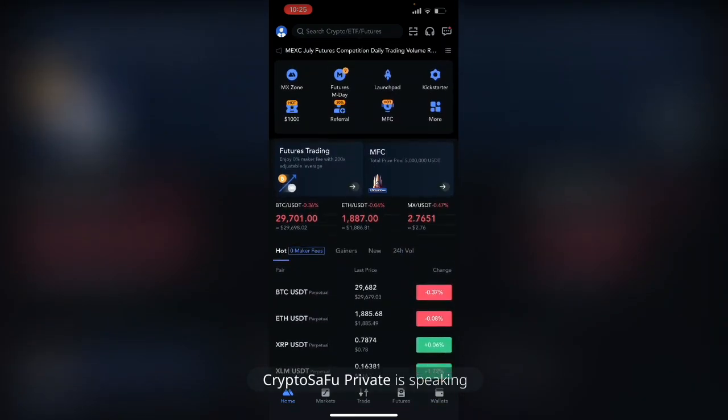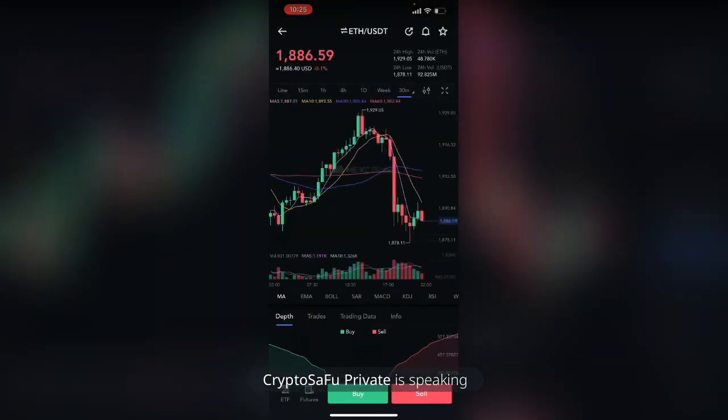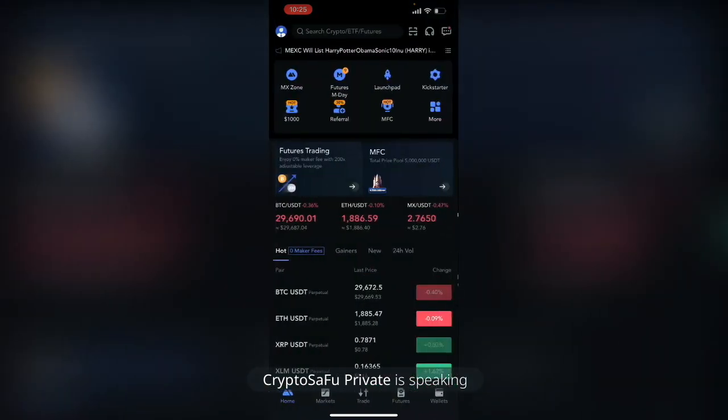So right now you can see that even if I'm trying to short Ethereum USDT, it's still going to give me some profit. That means if we're shorting Ethereum, it's going to work for us. So now let's quickly try to short Ethereum.